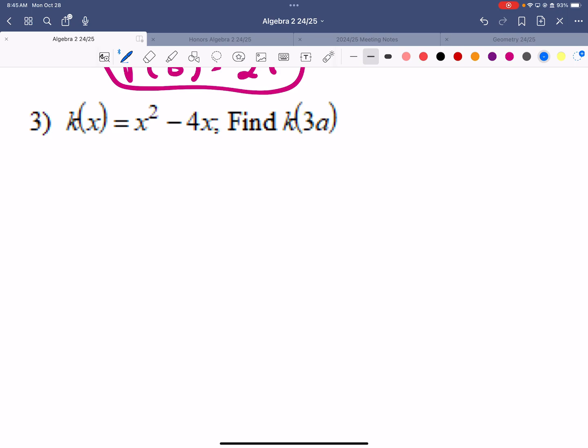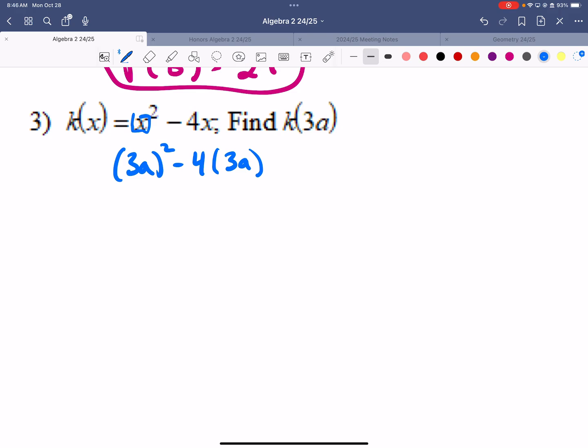We still use the same concept. Anywhere we see an x, we're going to replace it now with 3a, but make sure we put that inside parentheses. So this x right here is now going to turn into 3a squared minus 4, and now that x needs to be 3a. So we've got an exponent. We worked on these earlier in the year.